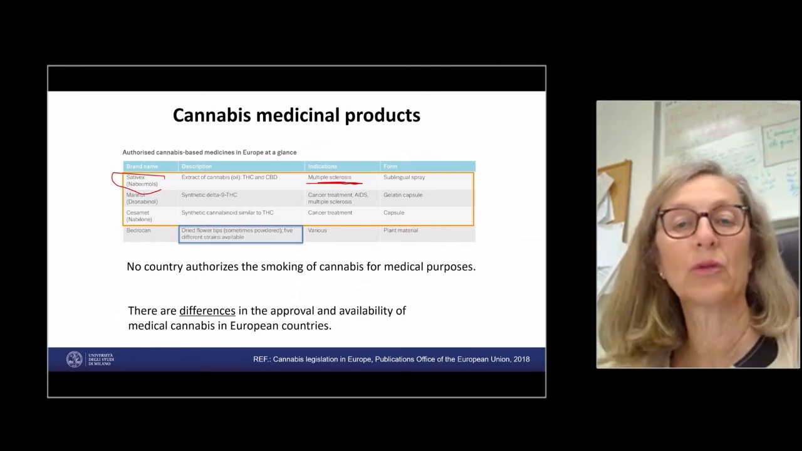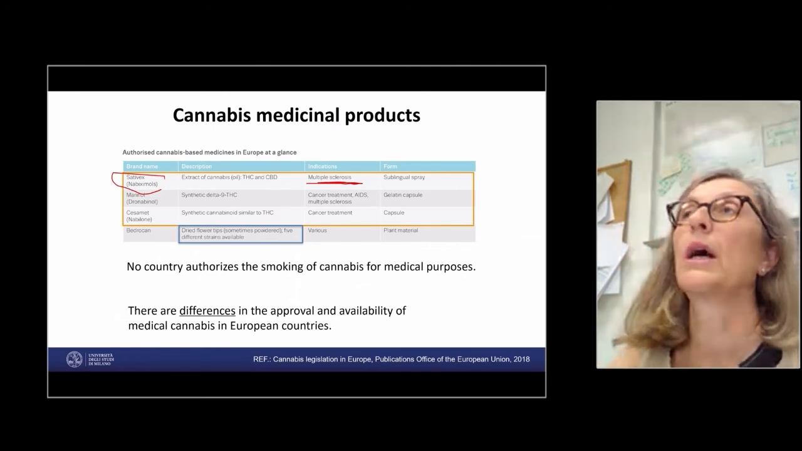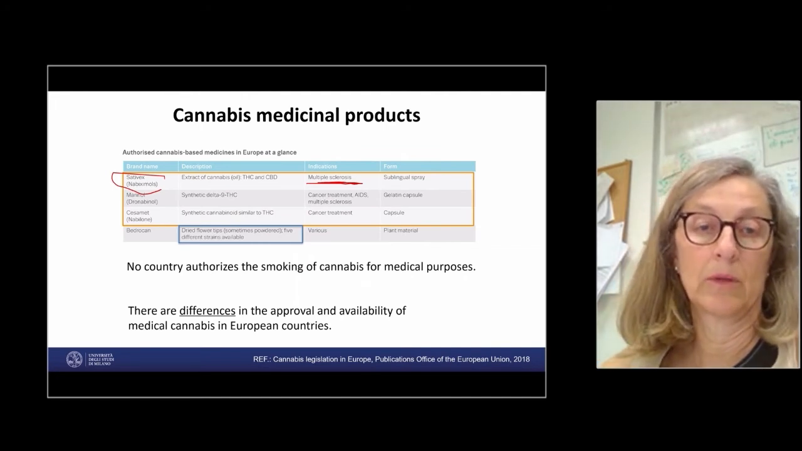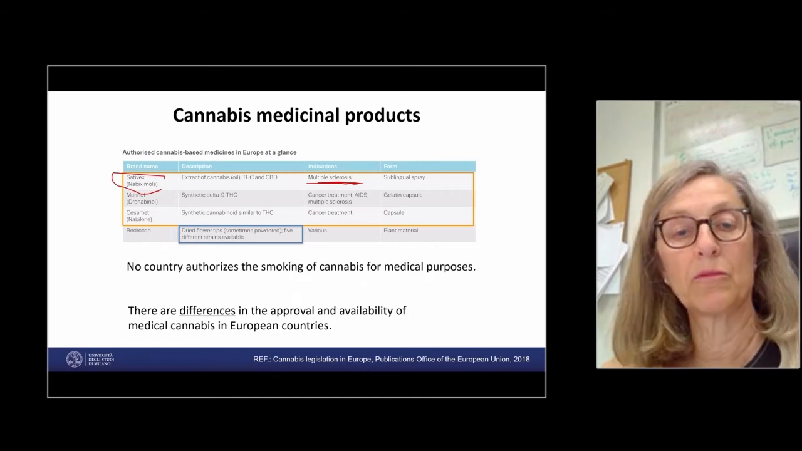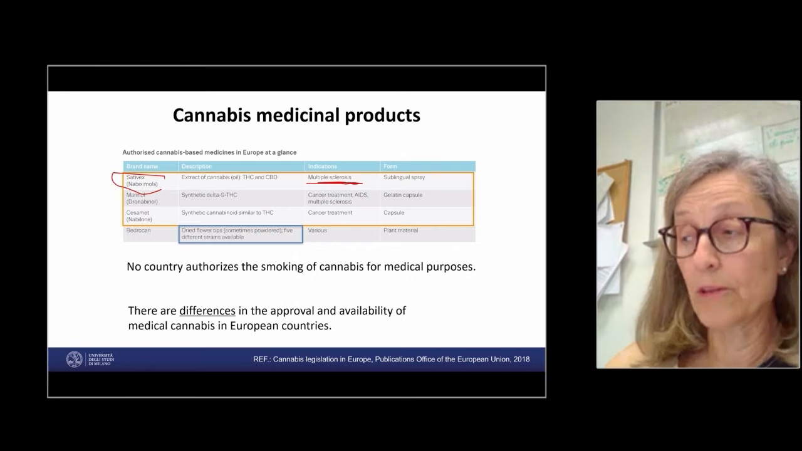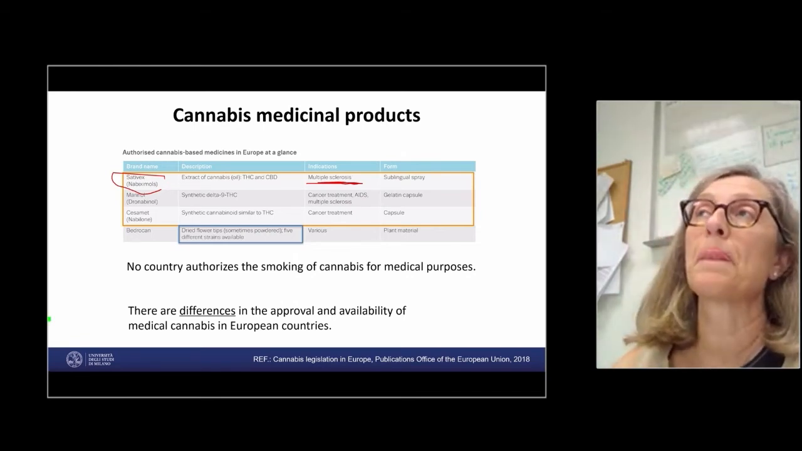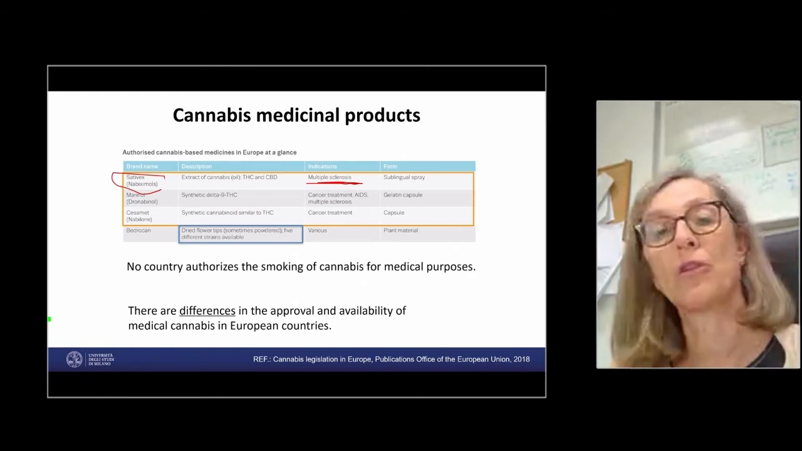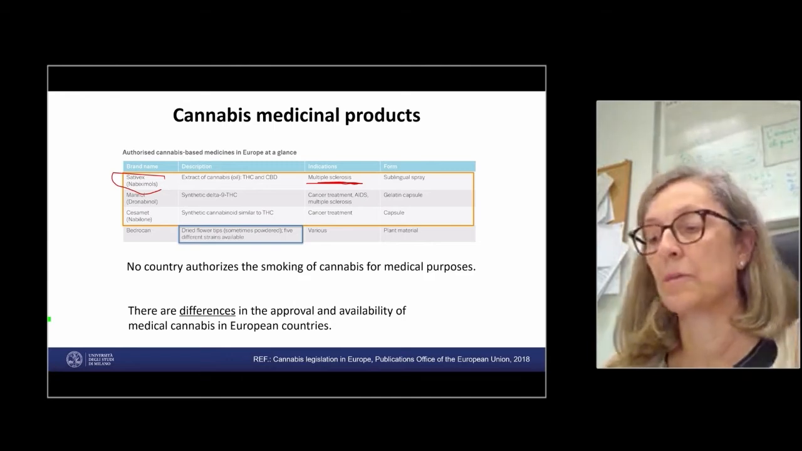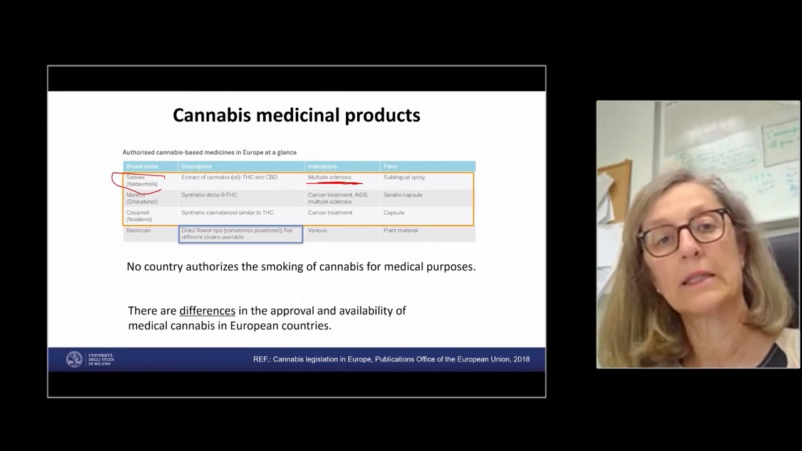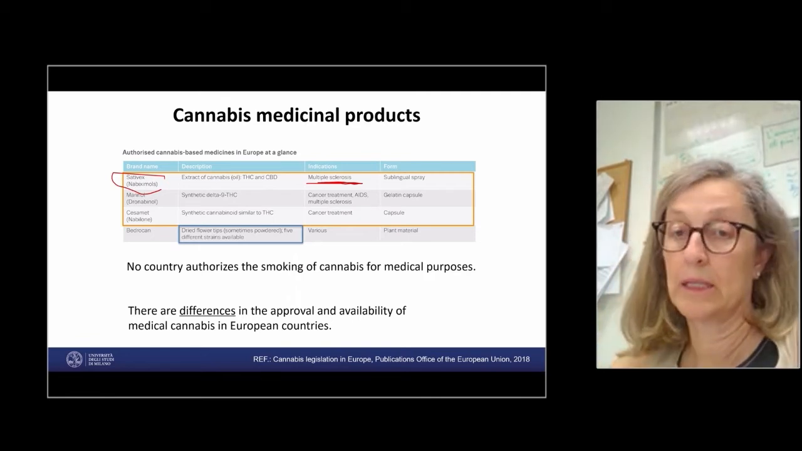No country, at least in Europe, authorizes the smoking of cannabis for medical purposes, to avoid confusion with the recreational use of cannabis. And we know that there are differences in the approval and availability of medical cannabis in the European countries. For example, in Italy, but also in Germany and the Netherlands, we have a lot of cannabis oil made by the pharmacist. In the pharmacy, they receive the inflorescence of cannabis and make extractions in different types of oil. This product can be given by drops to the patients. And Sativex, the product that is on the market, is also an extract of cannabis, and it's used as a sublingual spray.